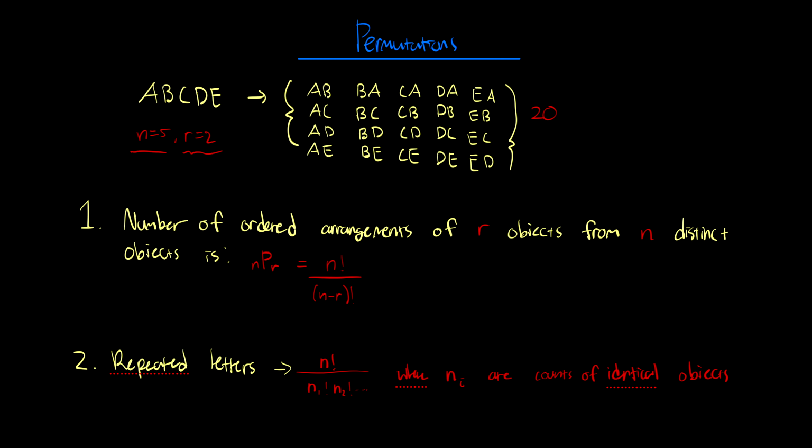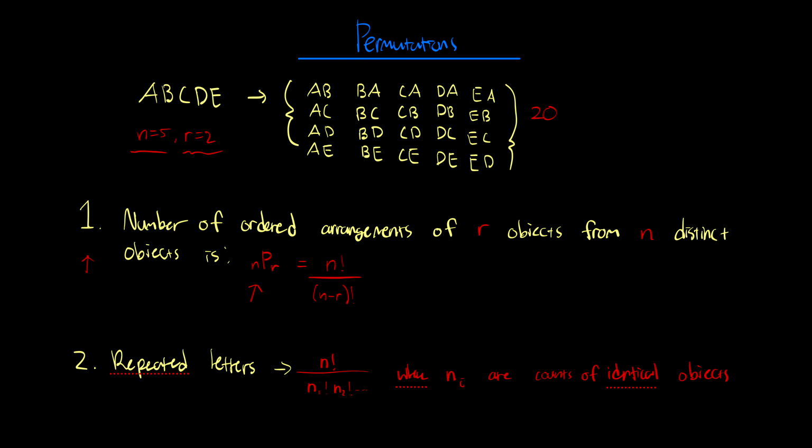The summary of this comes in this number 1 definition here, and it says that the number of ordered arrangements of r objects from n distinct objects is notated by this permutation notation, which is probably your first time seeing this. nPr equals n factorial over (n minus r) factorial.